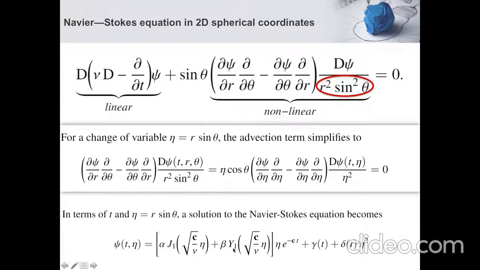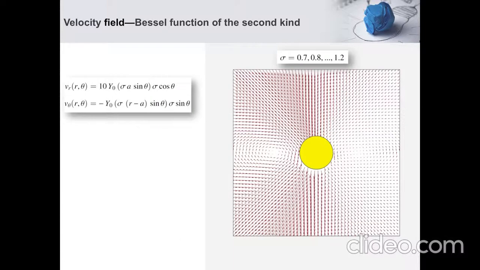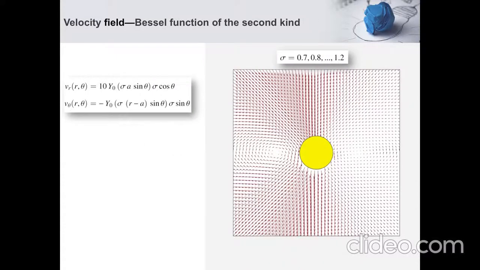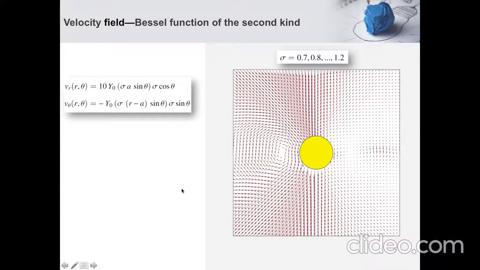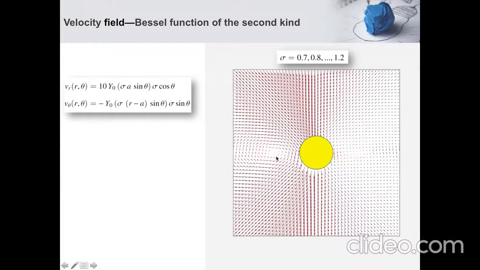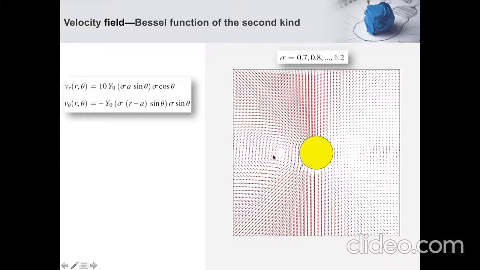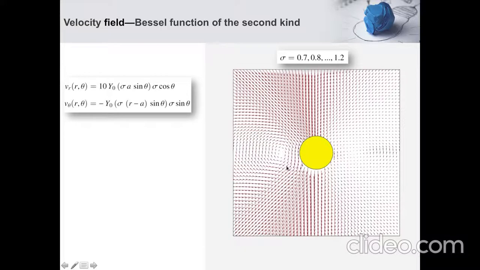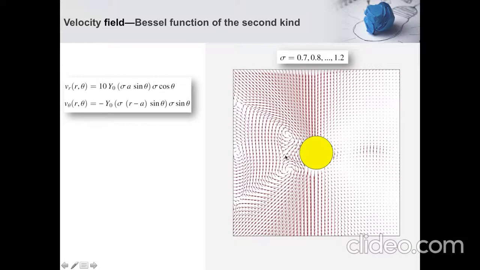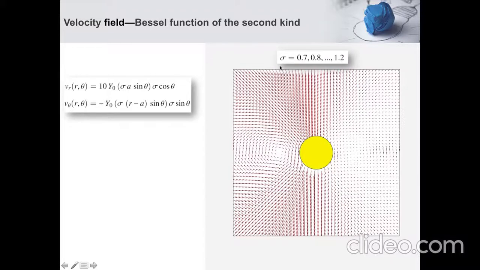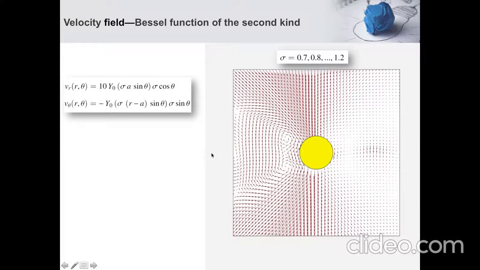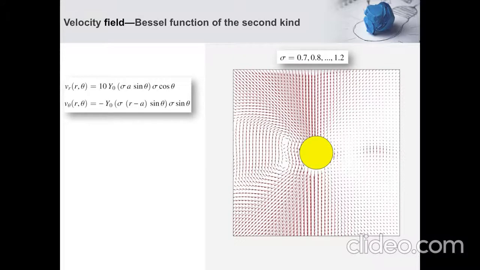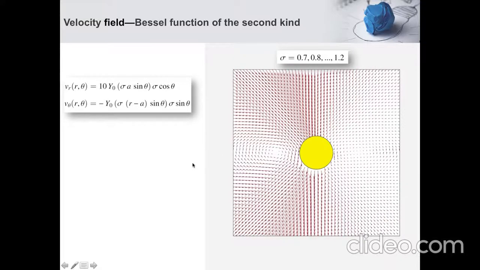Here's the solution again. And here I visualize the velocity field using these velocity components that I got from the solution. At sigma 0.7, the solution creates a vortex, as you see here on the right hand side. By increasing the value of sigma, it splits and becomes two pairs of vortices. This is just for illustration, to show that the solution works. The Bessel function is able to reproduce the eddies and vorticities.